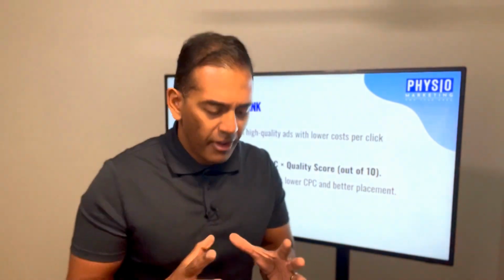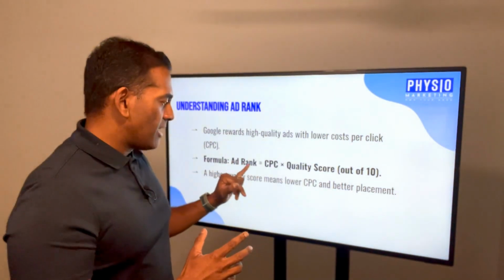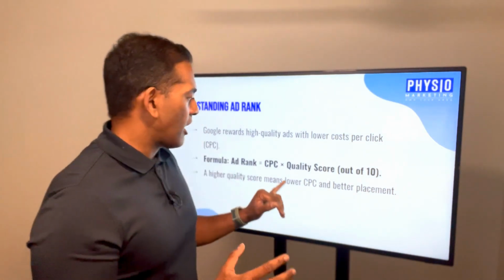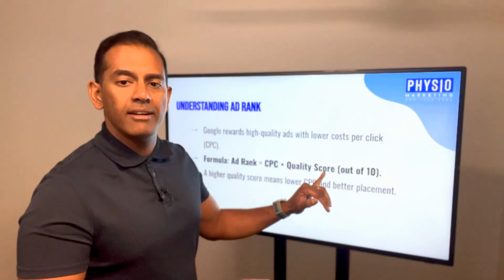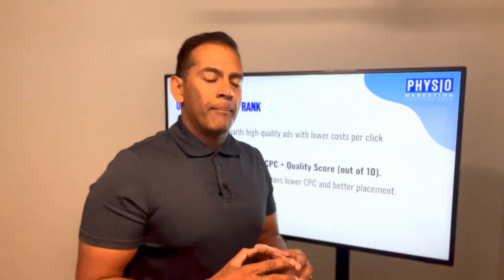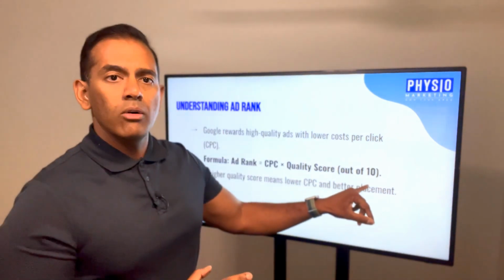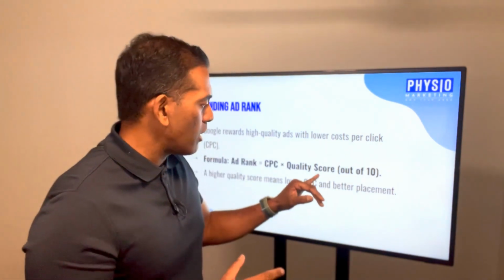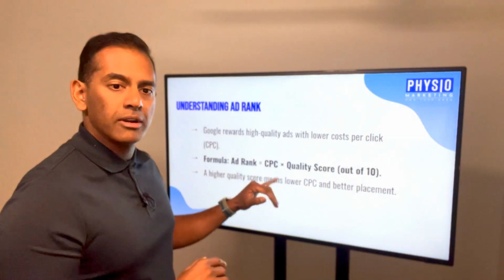Now, the formula for ad rank is ad rank equals cost per click multiplied by the quality score of the ad, right? Now, that's scored out of 10, all right? So when you have a high quality score, you can actually beat your competitors who have a lower quality score with a lower cost per click. Let me give an example as to what this exactly means.